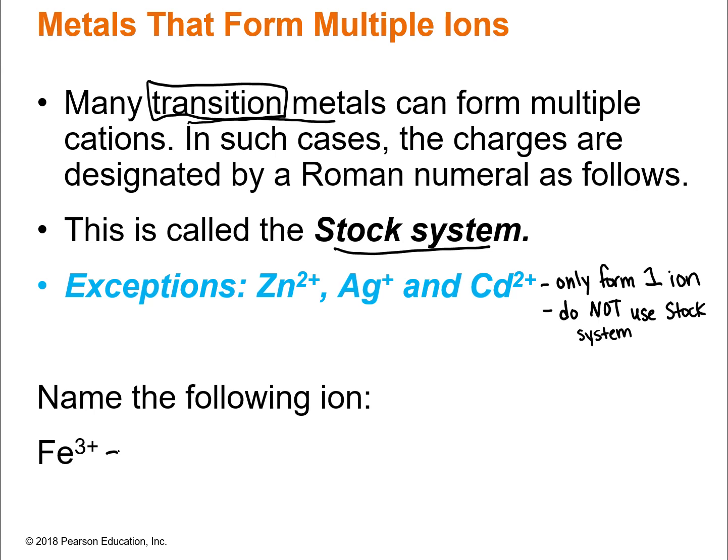Fe is iron. Iron is a transition metal. Because of that, it can have multiple charges. So we're going to write 3 as a Roman numeral in parentheses, directly following the name of the element, followed by the word ion. It's too close together.